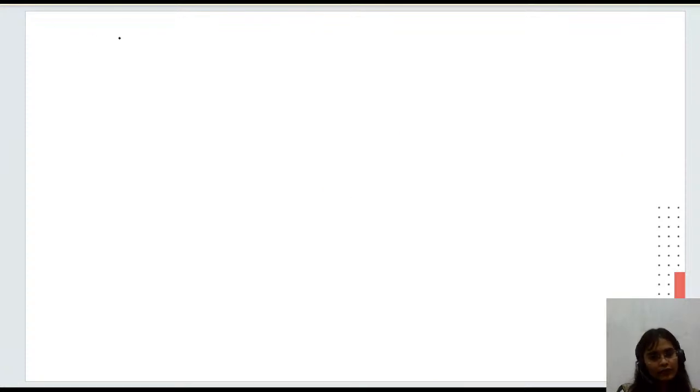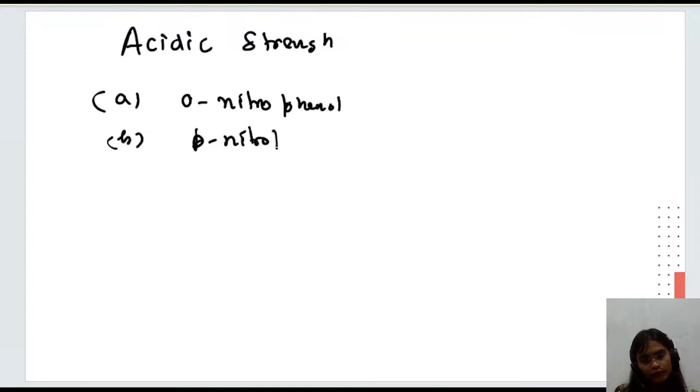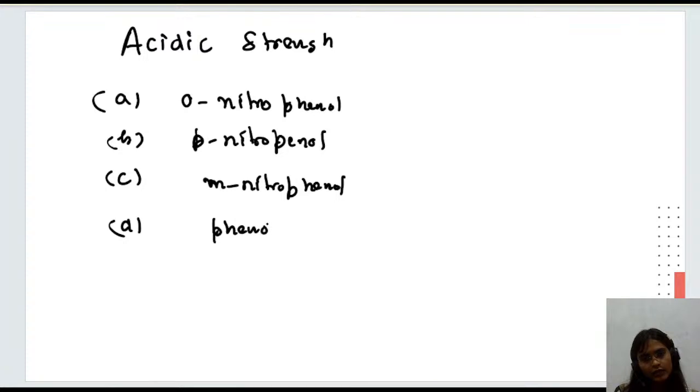It's also an important point that you have to identify the acidic strength order. Like, arrange them in order. So you will have ortho nitrophenol, para nitrophenol, or the meta nitrophenol, and the last one is what? Only phenol. So arrange them in acidic strength order, increasing, decreasing, whatever you like.